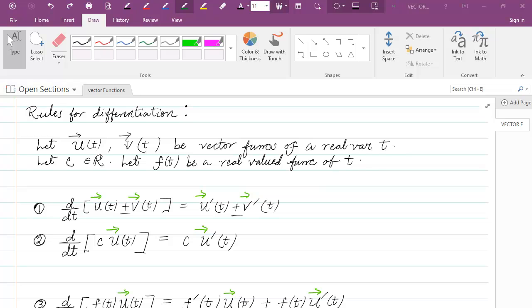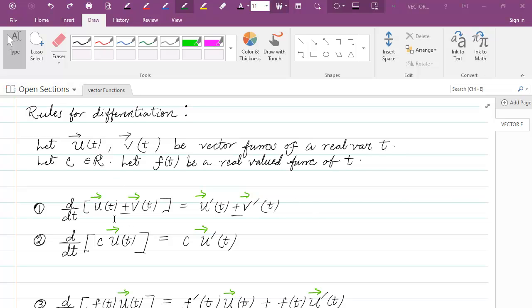So I'm using the arrows here to differentiate the vector functions from the scalar functions. When I say the word scalar function, it means that f of t is a real valued function of t. Again, vector functions, those are vector valued functions of t.